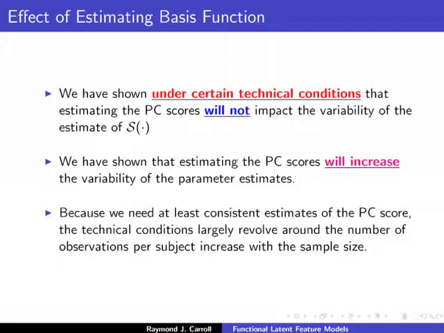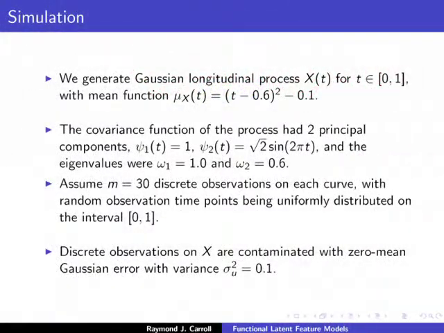I mean, it's blindingly obvious that if you do a bunch of side calculations, you're going to increase the variance of the parametric components, and that's certainly true. So I'll do one simulation. There's a million simulations that you can do. This is a pretty simple one. It's somewhat based on our data.